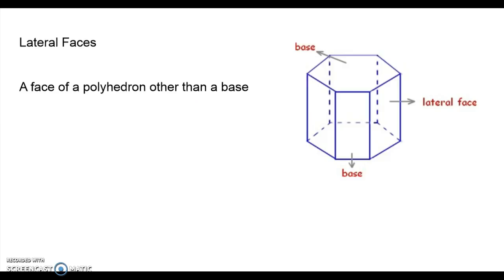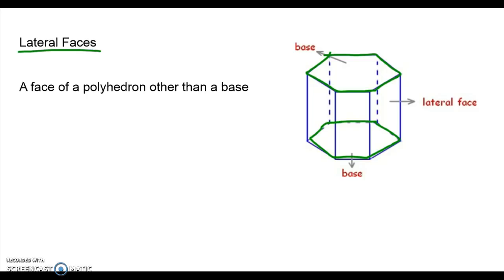Lateral faces. You probably heard me mention lateral faces a little bit ago. That's a face of the polyhedron other than the base, so all the other sides that aren't considered the base in the shape. For this we have a hexagonal prism. Our base would be these hexagons. Sorry, I keep messing that up. So our bases are our hexagons, so everything else is considered a lateral face.